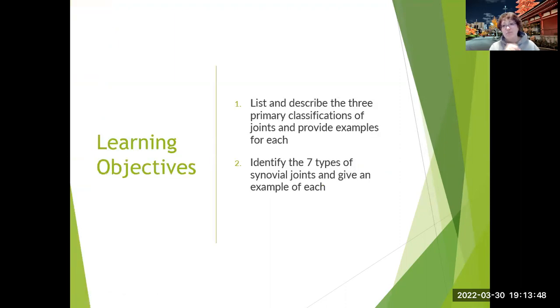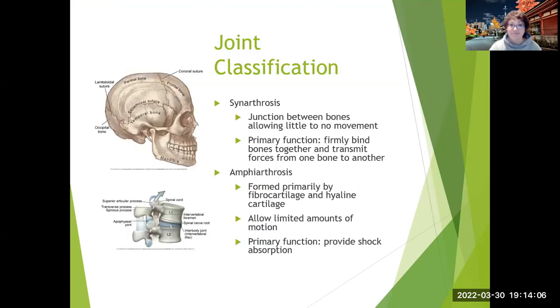So the learning objectives for this section are to list and describe the three primary classifications of joints and provide examples of each, and identify the 7 types of synovial joints and give an example of each of those. So easy, right? We can do that. So the 3 main classifications of joints are synarthrosis, amphiarthrosis, and diarthrosis. And diarthrosis is the synovial joints.